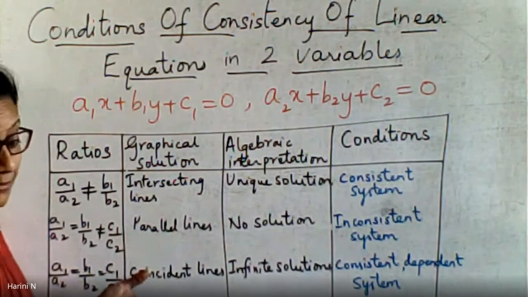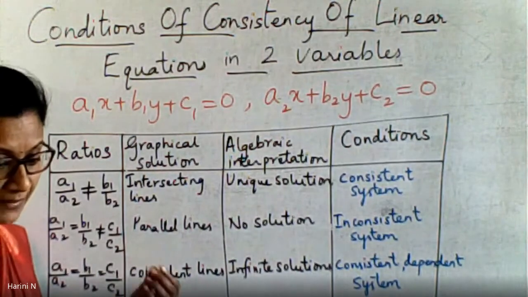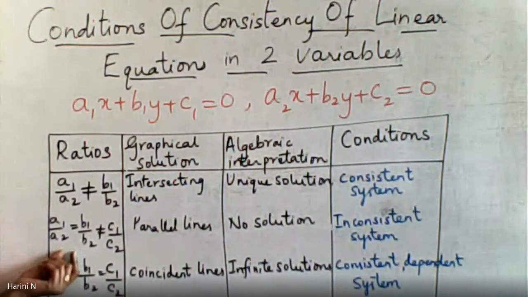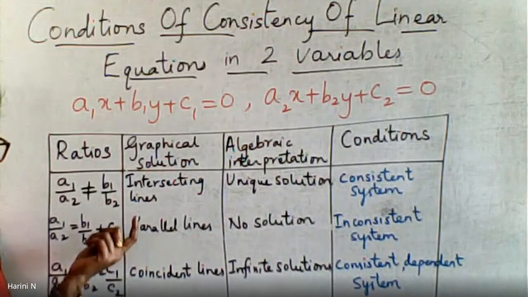You can confirm it later. You can draw the graph and find out. When this condition is satisfied, parallel lines will come. You will get only parallel lines.